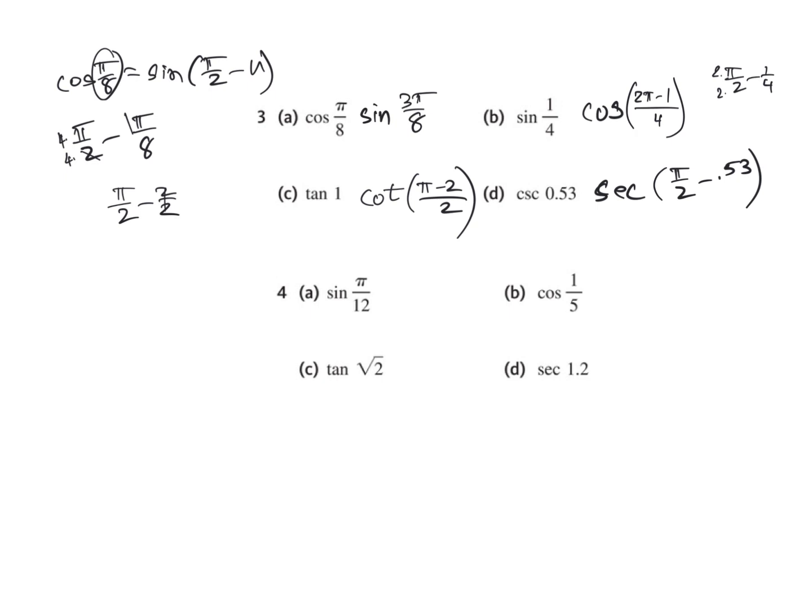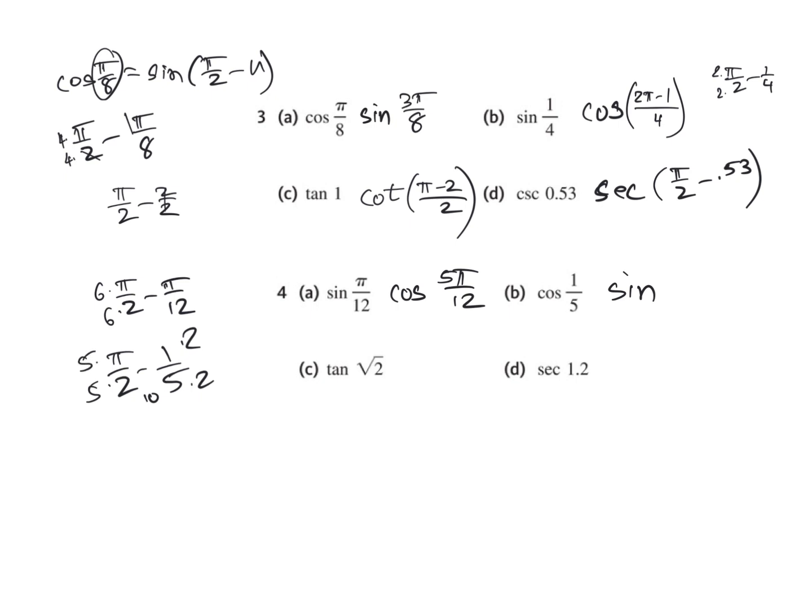All right, number 4, sine of pi over 12. So again, do pi over 2 minus pi over 12. They have the same values, so we get a common denominator there. So 6 minus 1 gives us the 5. So this would be the cosine of 5 pi over 12. And this would be the sine of pi over 2 minus 1/5. Get a common denominator, and then write that like 5 pi minus 2 all over 10.